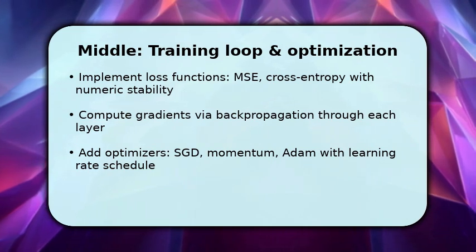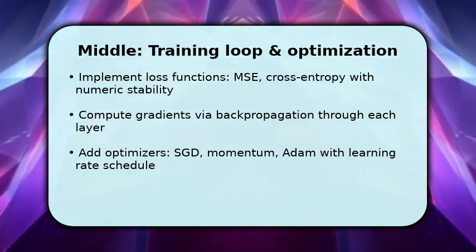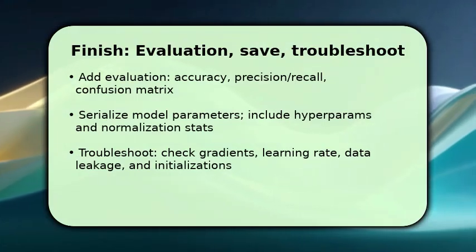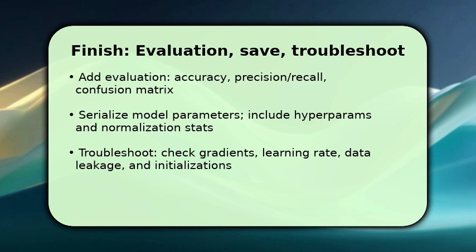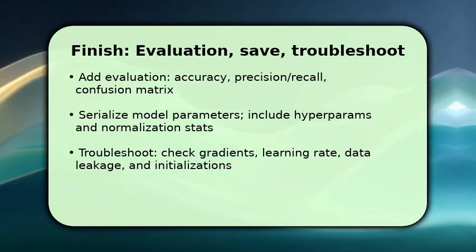To finish, implement robust evaluation, compute accuracy and class-wise metrics, and inspect the confusion matrix to find systematic errors. Then serialize weights plus normalization constants and hyperparameters so you can reproduce results.